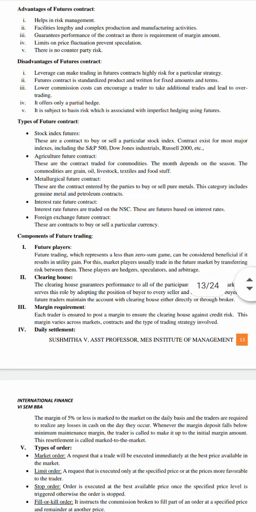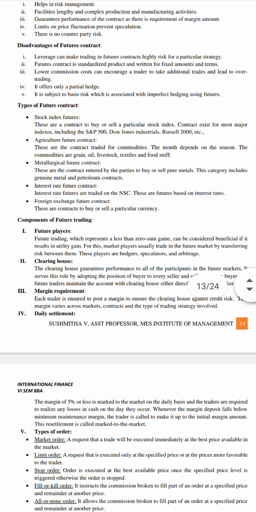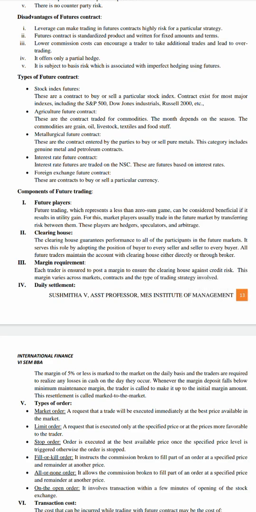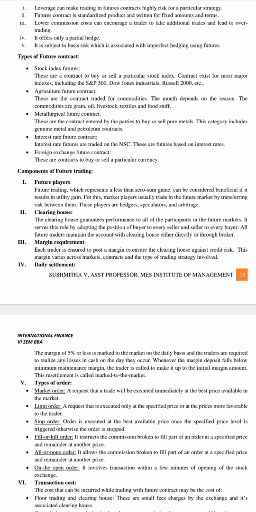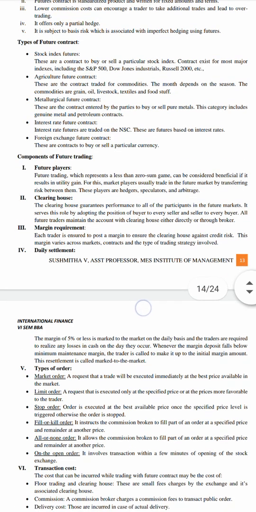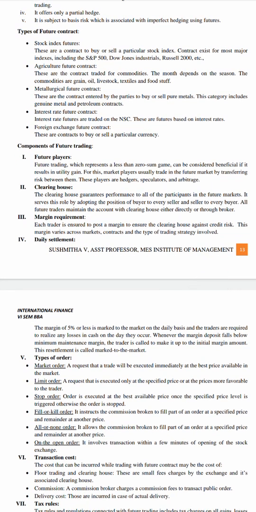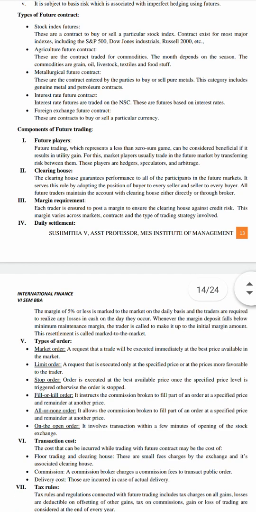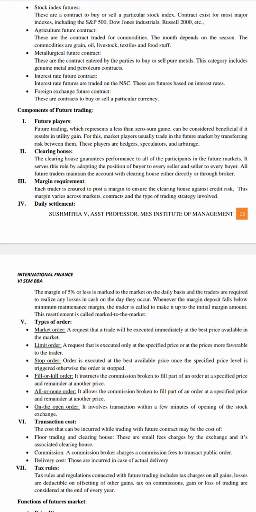You have stock index future, when the underlying asset is a stock index like Sensex or Nifty or Dow Jones Industrials, right? So that is called stock index futures. When the underlying security is agricultural commodities like oil or textiles or any food ingredients, then you have agricultural future contract. Metallurgical future contract is where your underlying securities are precious metals or petroleum contracts. Next, interest rate future contract. When you have your underlying security as interest rate, then it is called an interest rate future contract. Then foreign exchange future contract, when your derivative has its underlying security as foreign exchange or a foreign currency, then it is called a foreign exchange future contract.